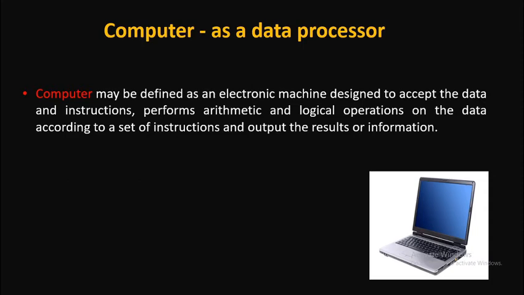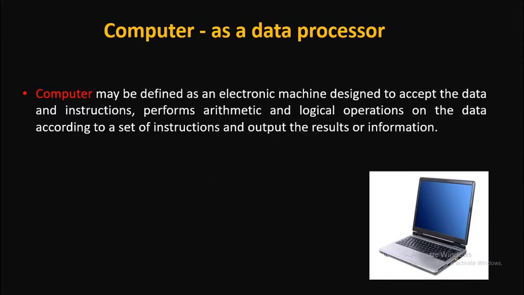Now what is meant by a computer? Computer may be defined as an electronic machine designed to accept the data and instructions to perform arithmetic and logical operations on the data according to a set of instructions and output the result or information.